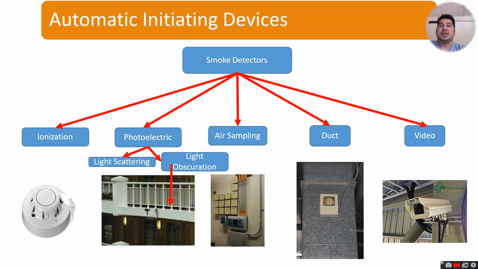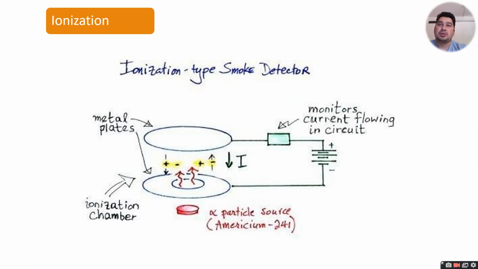Now, automatic initiating devices. We have the smoke detectors: ionization and photoelectric. Under the photoelectric, we have the light scattering and obscuration. Then we have the air sampling, we have the duct type, and we have the video type smoke detectors.